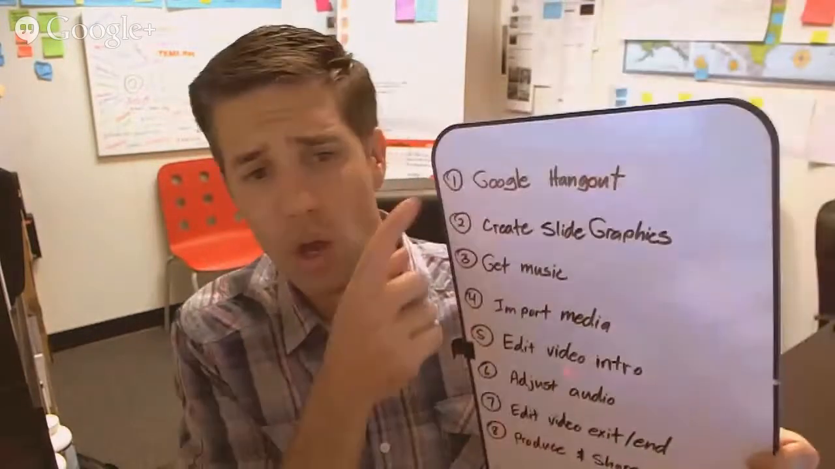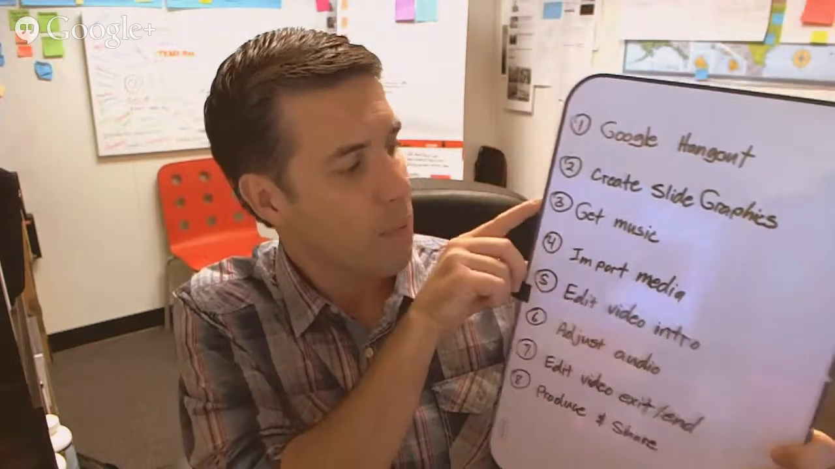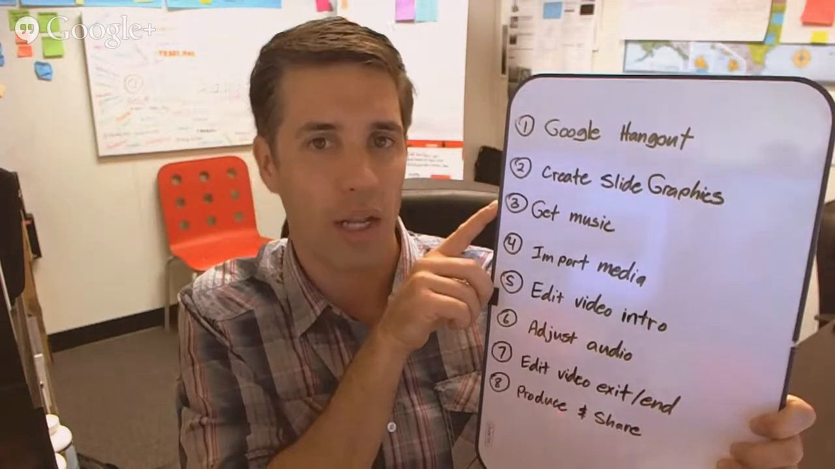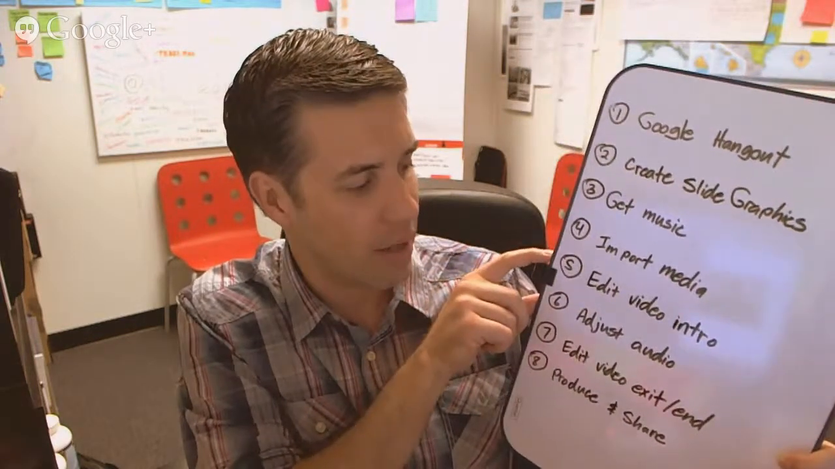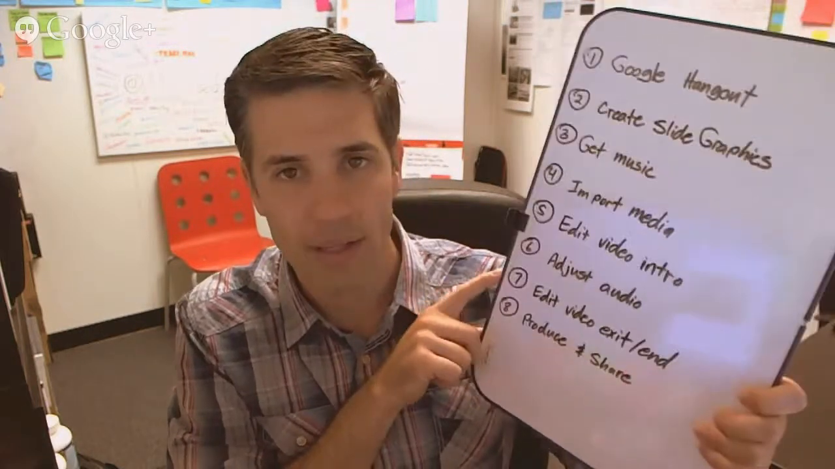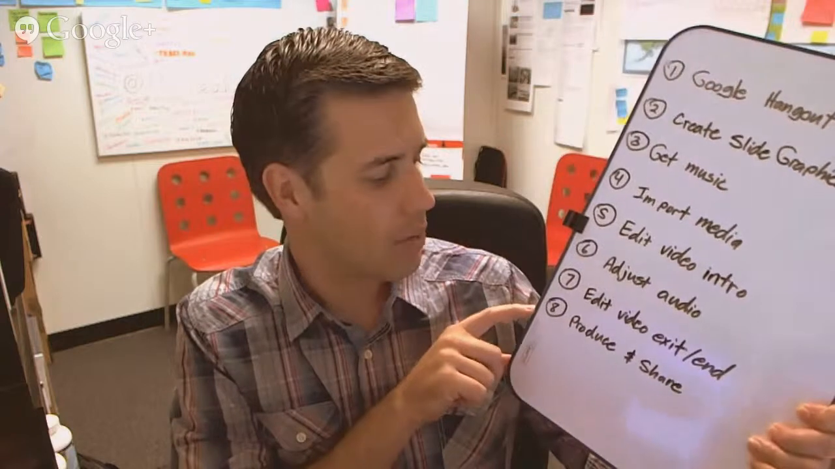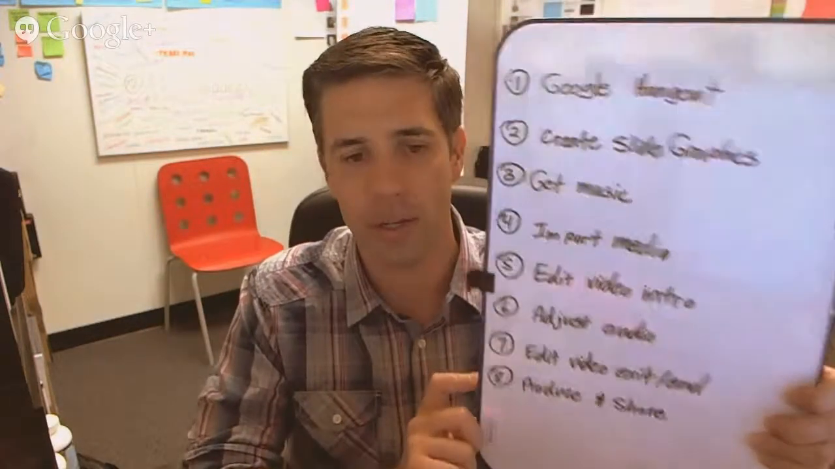One, we used the content, which was the Google Hangout. We created slide graphics. We got our music from audiojungle.net. We imported our media to Camtasia. We edited the video intro. We adjusted the audio. We edited the video exit and or end, and we produced and shared it. And then I'm eventually going to upload it to YouTube.